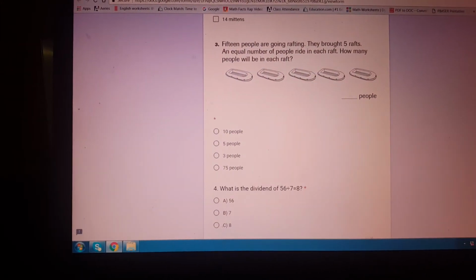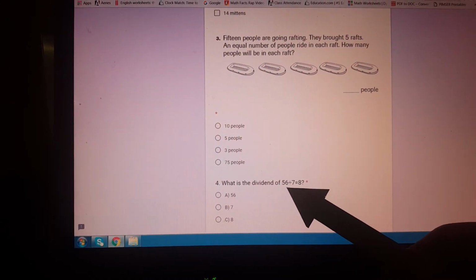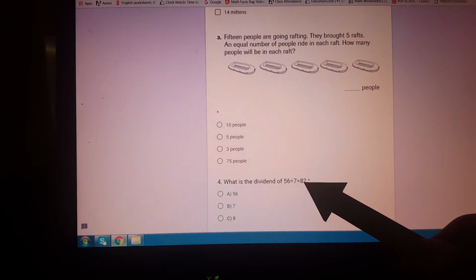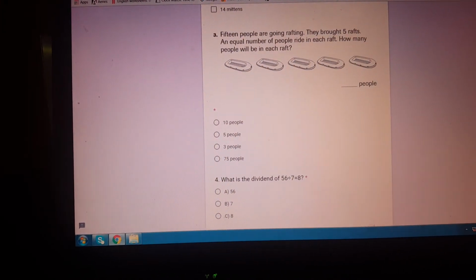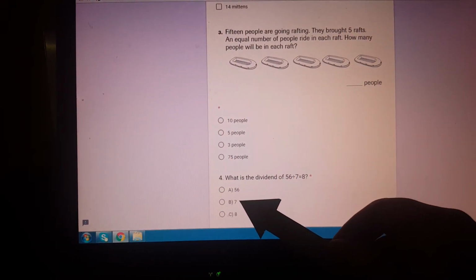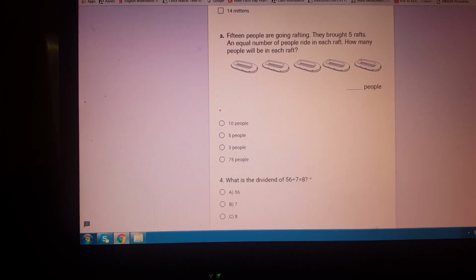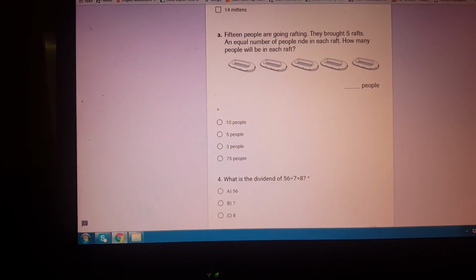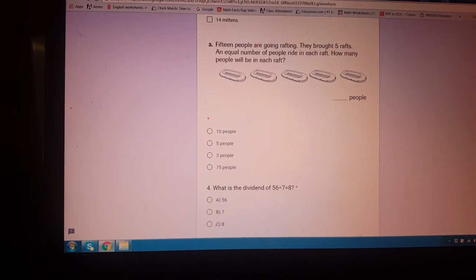Well, there's a short, easy one. What is the dividend of 56 divided by 7 equals 8? What is the dividend? A says 56, B says 7, C says 8. Pause the video if you need more time to choose. We're moving on to number 5.